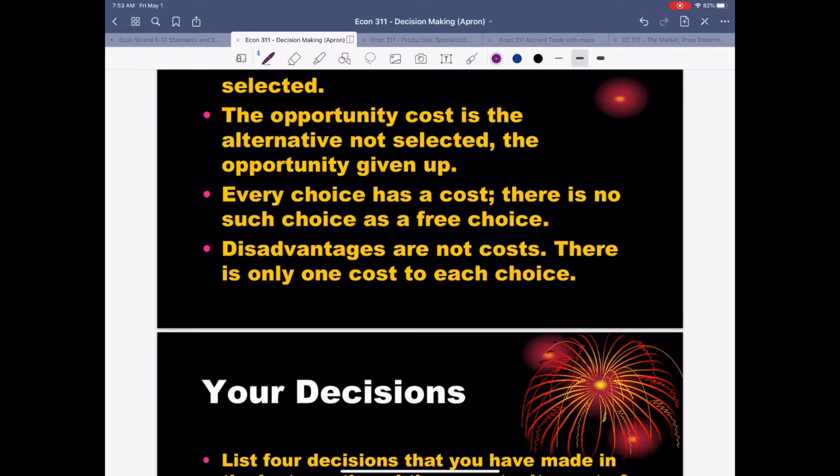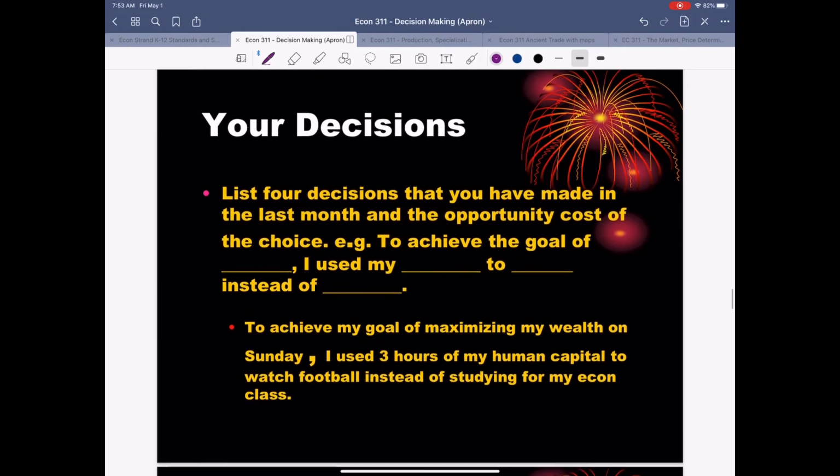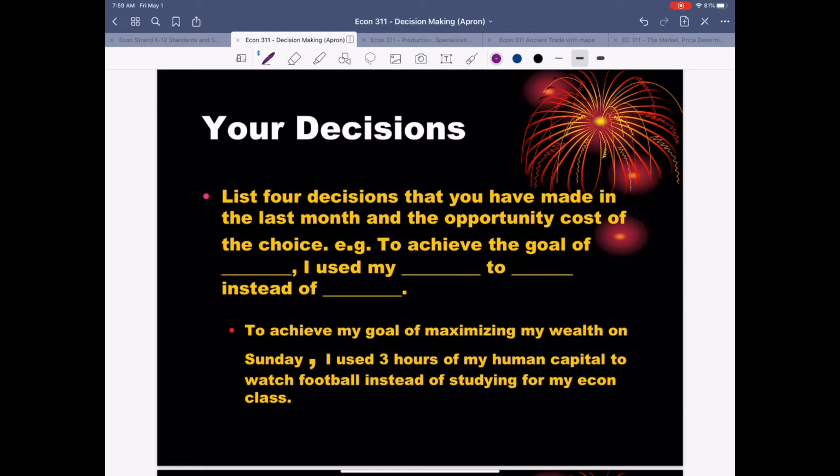Watch out for that, because sometimes people say, well, what's bad about this is a cost. No, it's what you give up when you make a choice. And so it's the advantages of that thing that you give up. Lots of ways to practice this. To practice this for yourself, what you can do is list 4 decisions you've made in the last month and the opportunity cost of the choice.